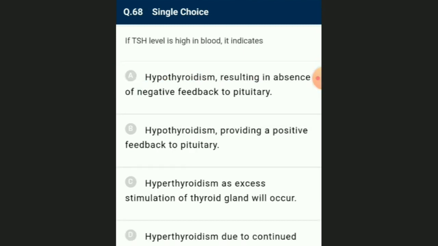Question number 68. If TSH level is high in blood, it indicates what? The level of TSH is regulated by negative feedback of thyroxine hormone. A high TSH indicates hypothyroidism, resulting in the absence of negative feedback to the pituitary. So the answer is option A.